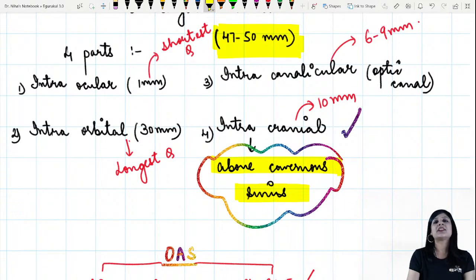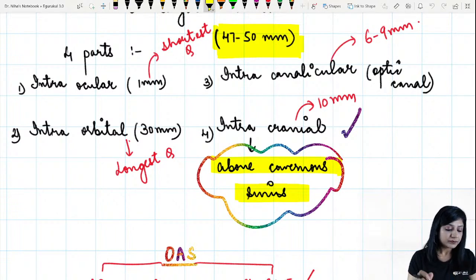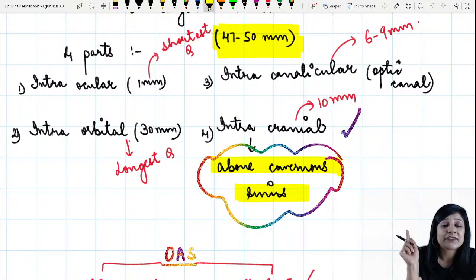Which layer of the retina continues to form the optic nerve? Which layer of the retina continues to form the optic nerve? Anybody? So what I am asking is, which layer of the retina continues to form the optic nerve? And you are also free to ask any query, any question related to the things that we have discussed today.